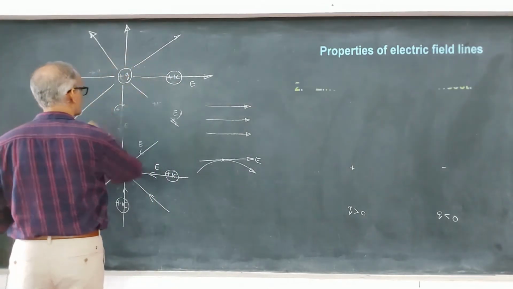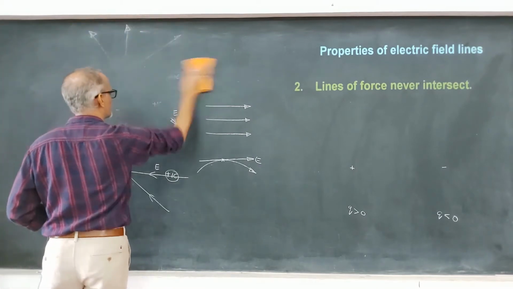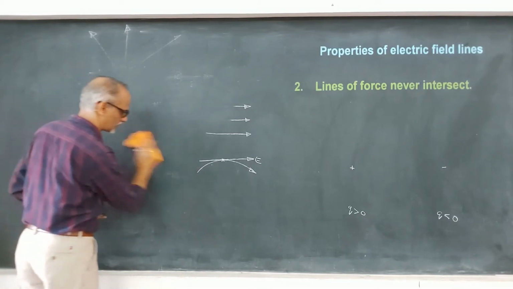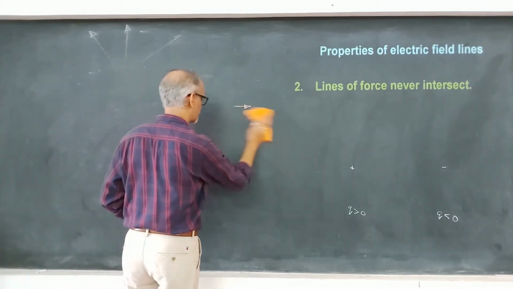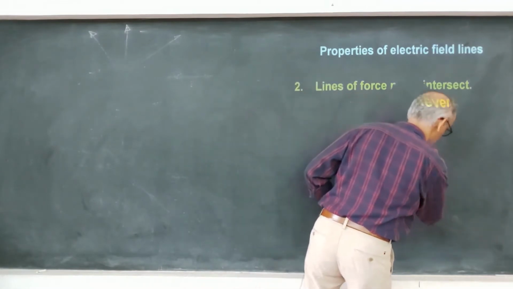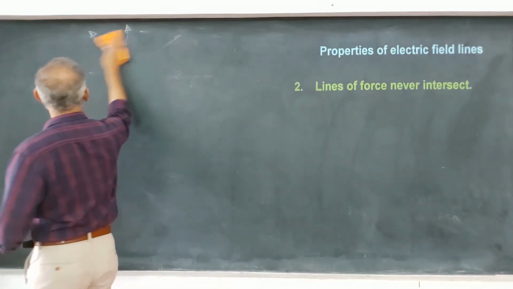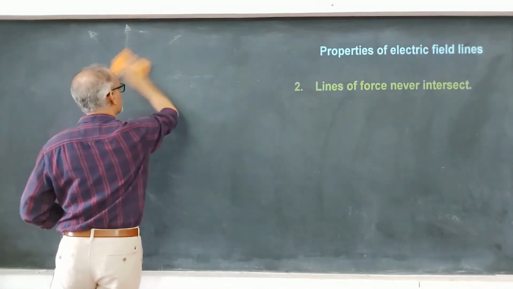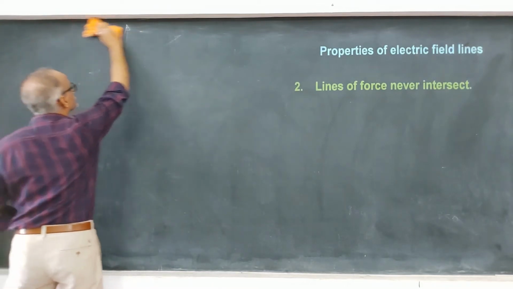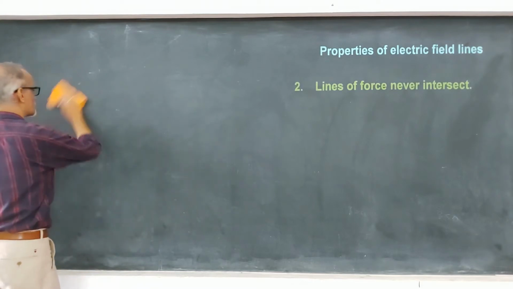So we have learned first property. The first property is that electric lines of force, they diverge from the positive charge and they converge at a negative charge, or they start from positive charge and end at negative charge. So property number 2, lines of force, they never intersect. Why two lines of force, they never intersect?